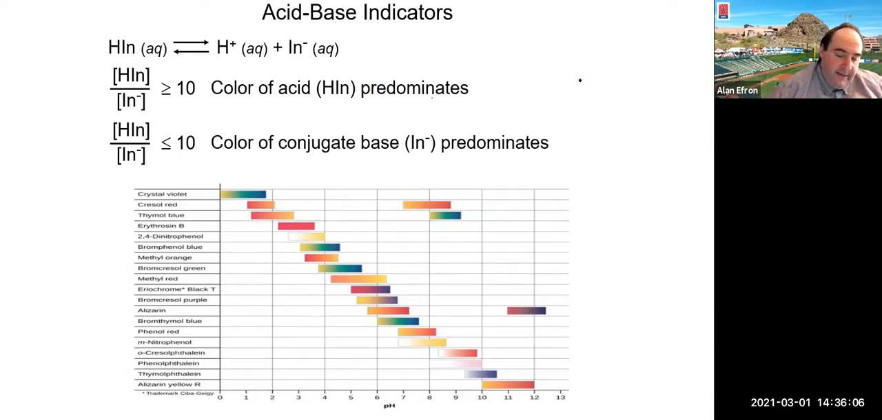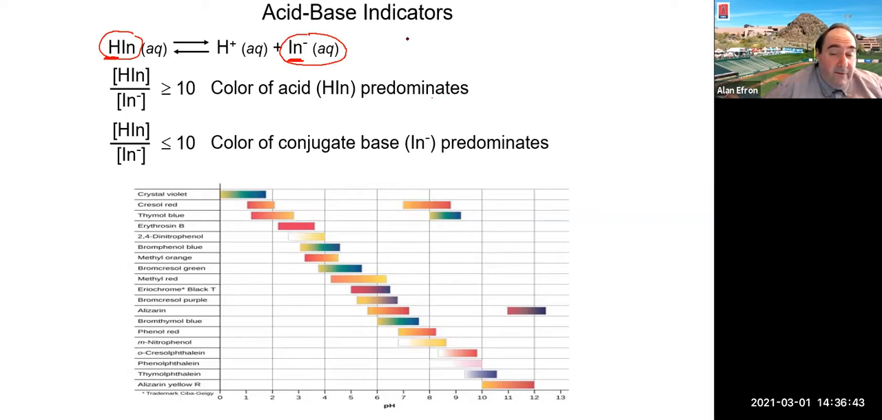So what is an indicator? Well, really an indicator is like a weak acid, and it has a protonated form just like a weak acid, and it has a form where it's lost its H plus just like a weak acid would. So indicators are almost like weak acids, and depending on the ratio of the protonated form to the non-protonated form will be the color that we would see. Now, each of these has a distinct color in acidic solutions and a distinct color in basic solutions.